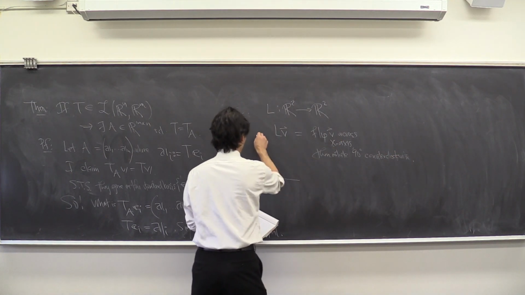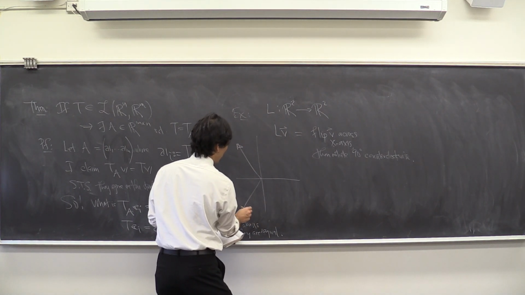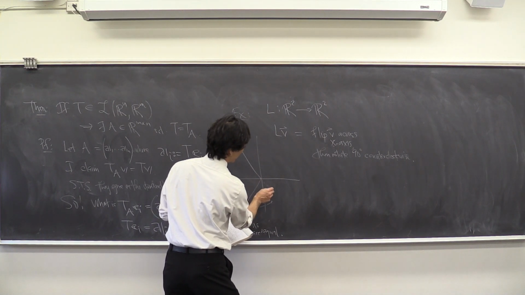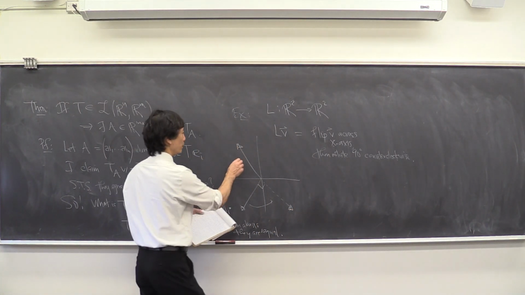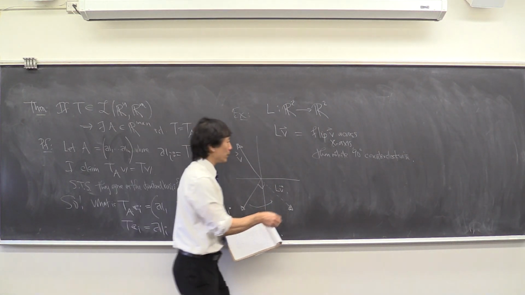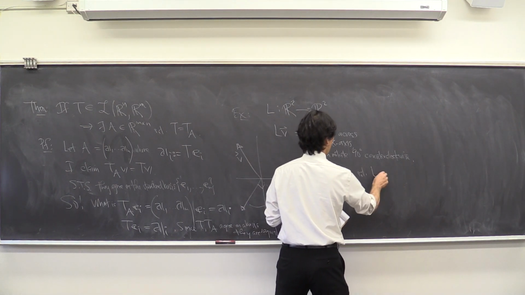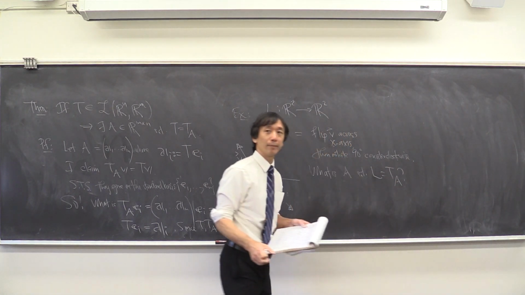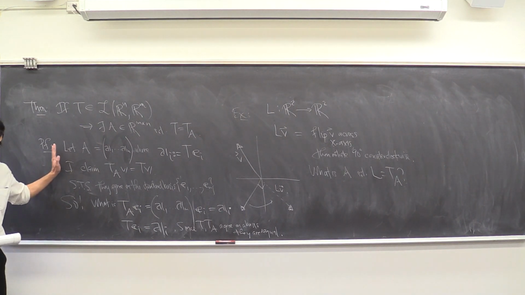Okay, so if you give it a vector, it's going to flip it across the x-axis, and then it's going to rotate that thing 90 degrees counterclockwise. Okay, so if this is V, then this thing here is going to be LV. Okay, so what's the matrix? What is A such that L is the same thing as T sub A? Okay, and how to construct it is right here.